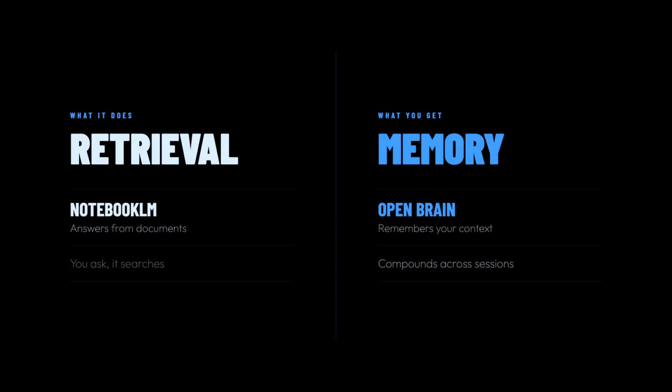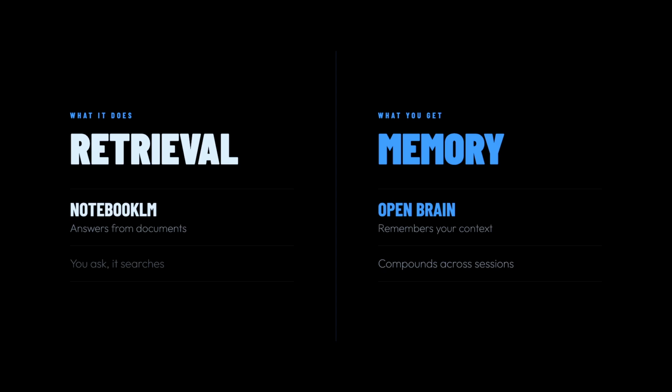Your AI system needs two kinds of memory. The first is retrieval. You have documents, your AI searches them. You get an answer. NotebookLM does this. If you built the NotebookLM setup from the last episode, you already have that layer. This episode is the other one.